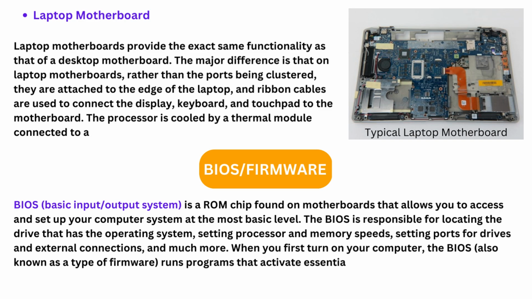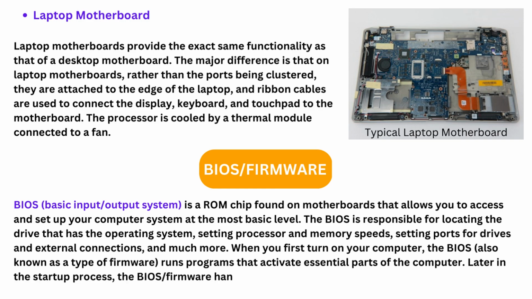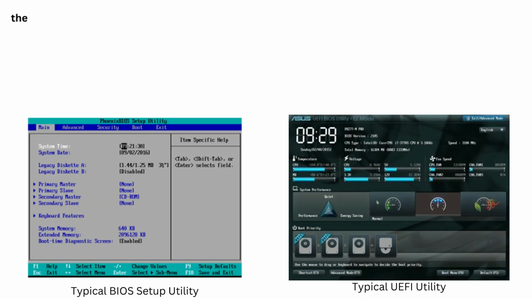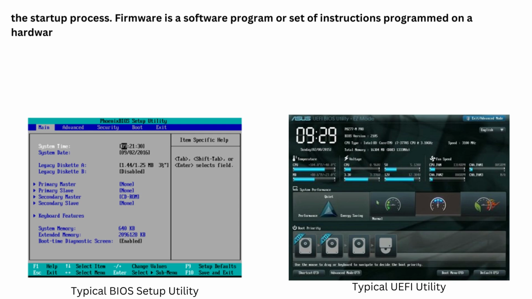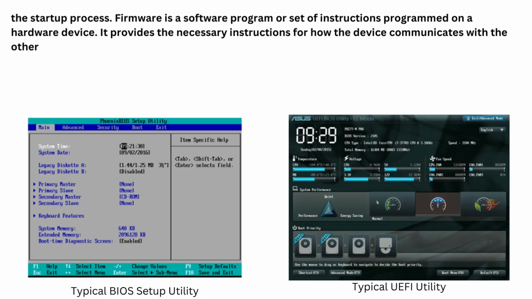When you first turn on your computer, the BIOS, also known as a type of firmware, runs programs that activate essential parts of the computer. Later in the startup process, the BIOS firmware hands responsibility over to the operating system to finish the startup process. Firmware is a software program or set of instructions programmed on a hardware device. It provides the necessary instructions for how the device communicates with the other computer hardware.